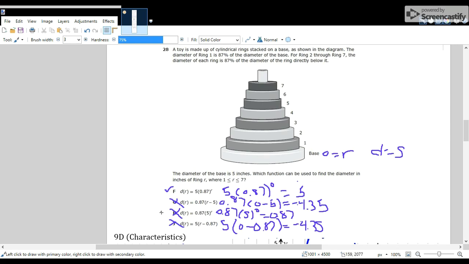So in this case, the only one that could work is F. And notice this is also going to be exponential. G is not exponential, and J is not exponential. Your initial value is 5, and that's the A that goes on the outside. So F would be the only choice that would work here.